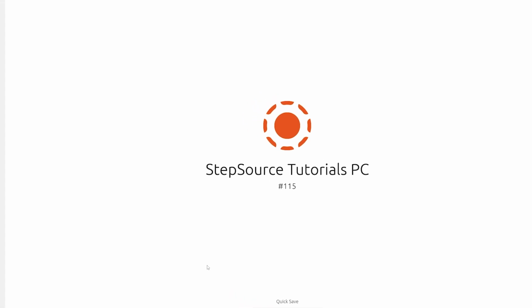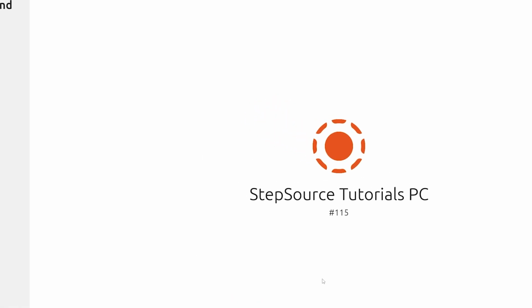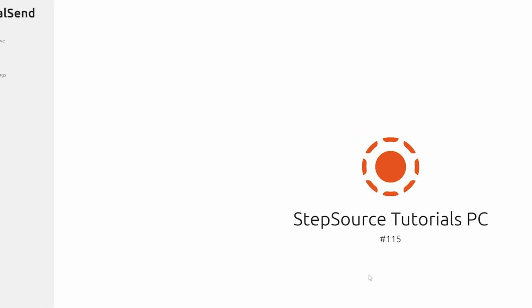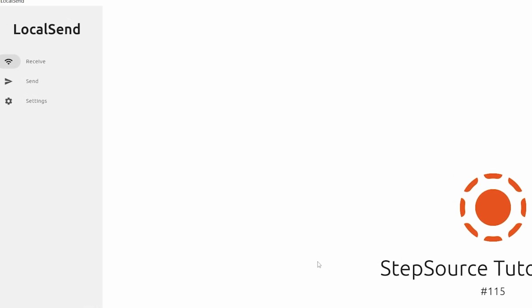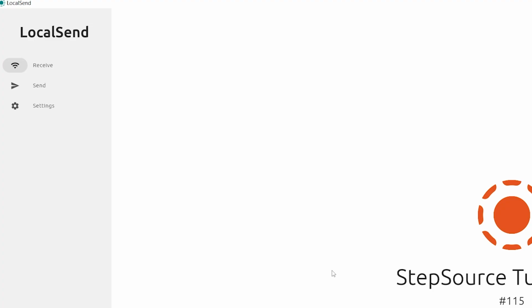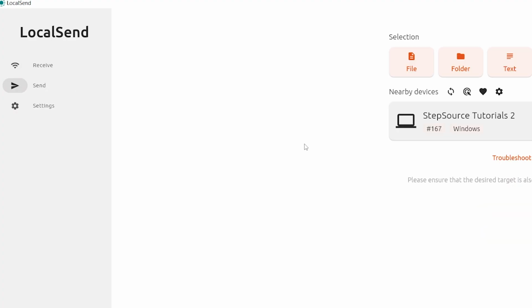In this video, I'll show you how to send files between two Windows computers using LocalSend. Before you begin, make sure LocalSend is installed and running on both PCs and that both devices are connected to the same local network. On the computer you're sending the file from, open LocalSend and click Send.